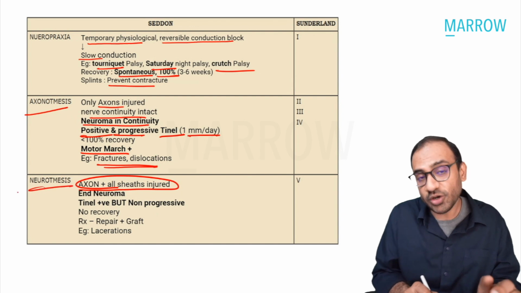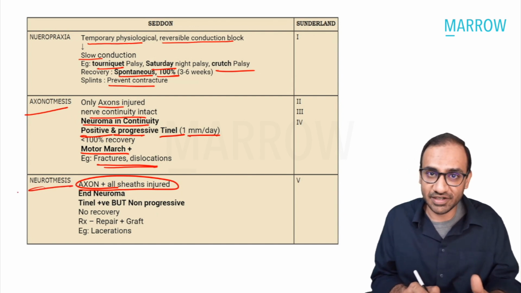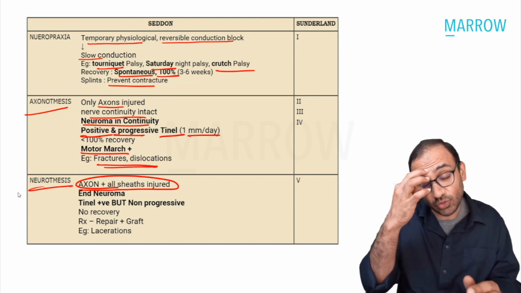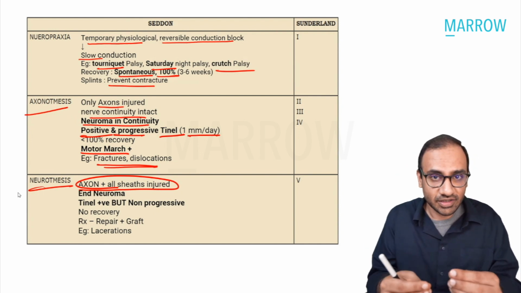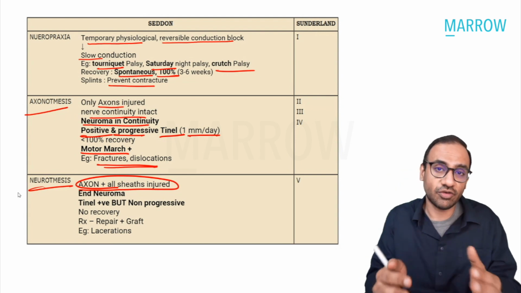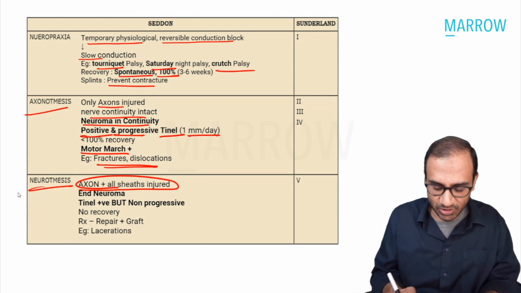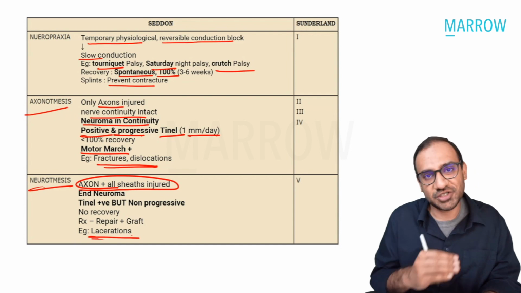And finally, neurotmesis, everything is injured, right? And there will be a neuroma, but this will be an endoneuroma. There will be no recovery. You will have to repair or reconstruct the nerve with the help of a graft in order for the function to resume. Obviously, the function will never be as good as the natural. Examples are lacerations or cuts.